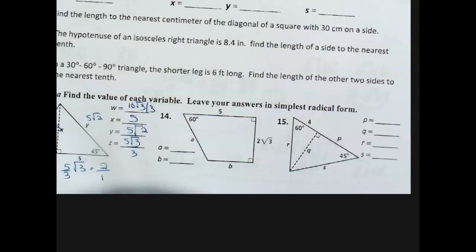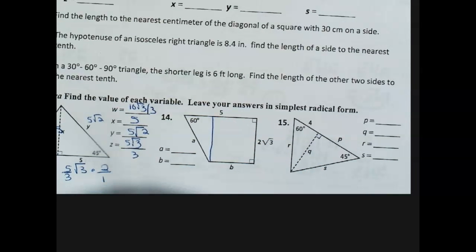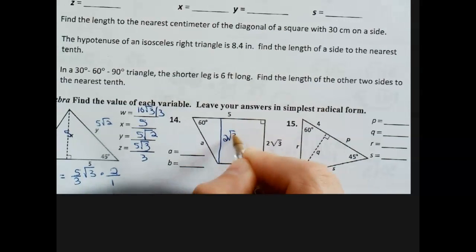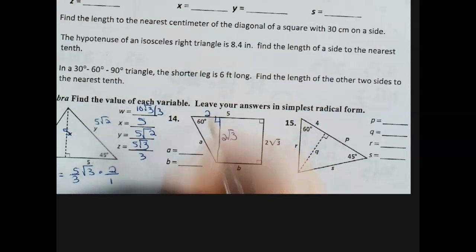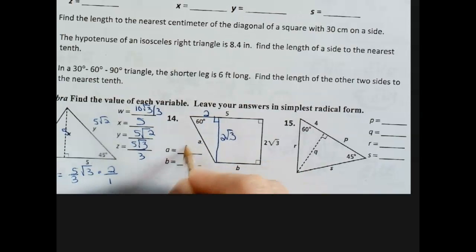All right, let's move on to the next one. This one is a trapezoid, and if you remember, I'm going to go ahead and drop this piece in right here. So that means this length right here is 2 radical 3, and if you can see, I have the long leg. So to get back from the long leg to the short leg, I divide by 2, which means this little piece is 2. And to get from the short leg to the hypotenuse, I just need to double it.